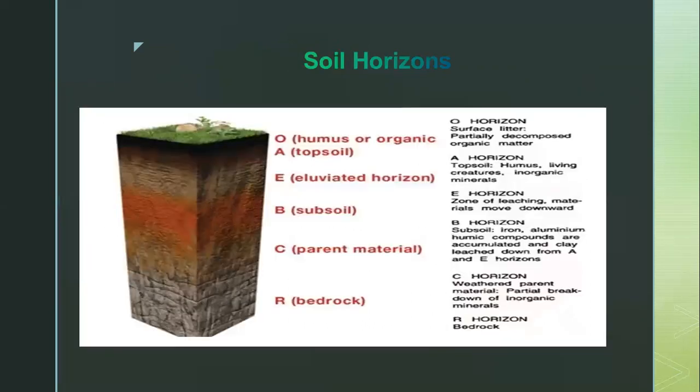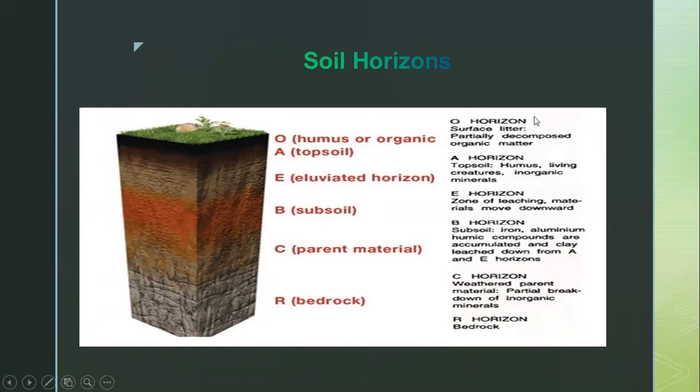So from all these zones, you can see them here being illustrated from the O zone to the R zone. So O, as we said, is humus or organic. Then there is A, that is topsoil. Then E, eluviated horizon. B, that is subsoil. C, that is the parent material, and R, that is the bedrock.